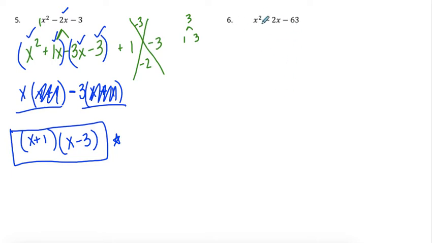Twins. All right, sorry. On number 6, we're multiplying 1 times negative 63, which is negative 63. We want numbers that multiply to negative 63 but add to negative 2. So 1 and 63. These are the tricky ones because I have to have one positive and one negative to make a negative here. So think subtraction. I can make a negative 62 or a positive 62. Not going to work.